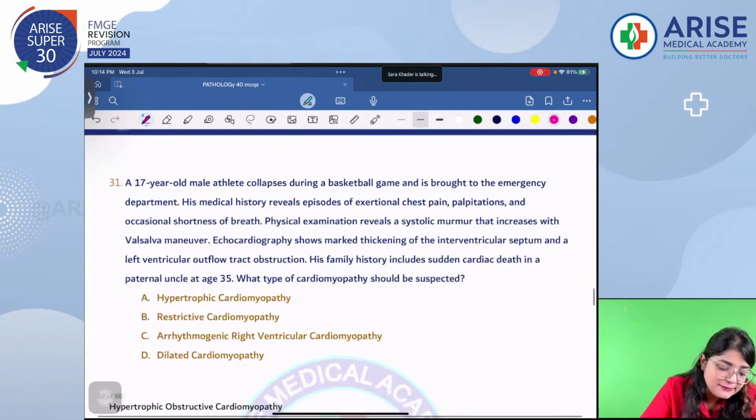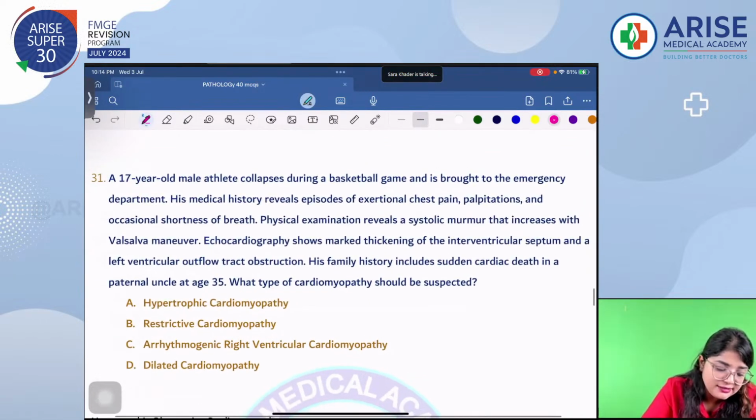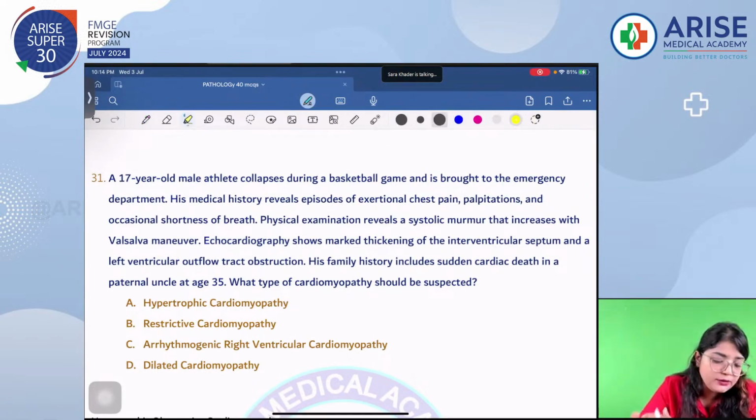Okay, just look at this question. Let's not solve. Let's just quickly go through them. Look at this. A 17-year-old male. So this is a very, very important question. Collapses during basketball game. His medical history: exertional palpitations, acute shortness of breath. Systolic murmur was there with Valsalva maneuver.